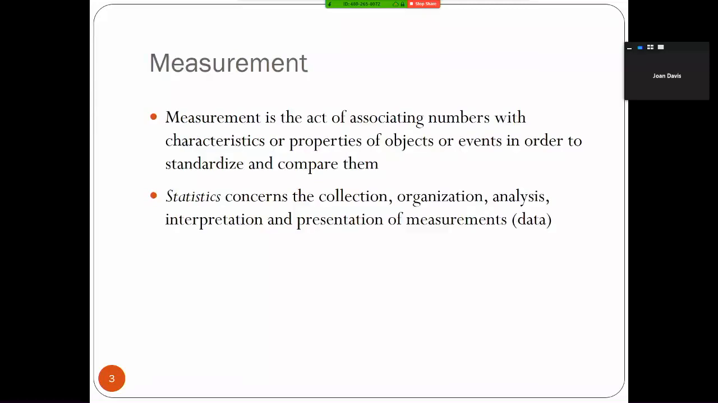But we'll start with the notion of measurement, which is simply the act of assigning a number to a construct, a property. That allows us to standardize a property and to measure and then to compare that property, expressed as a number or a numeral, across persons, places, and times. And statistics itself is the act of collecting, organizing, analyzing, and interpreting the data set that you collect through measurement.